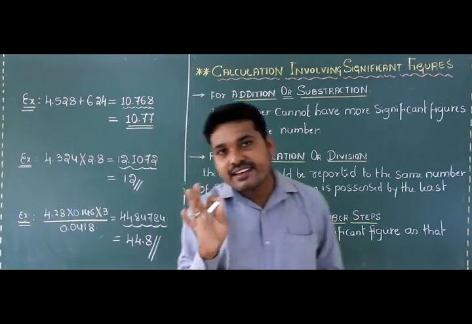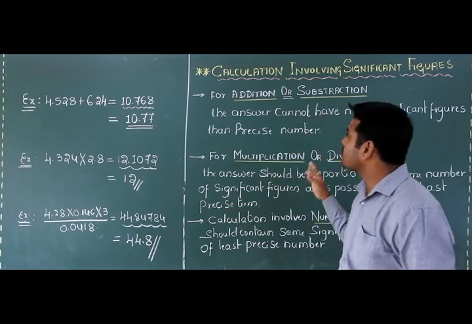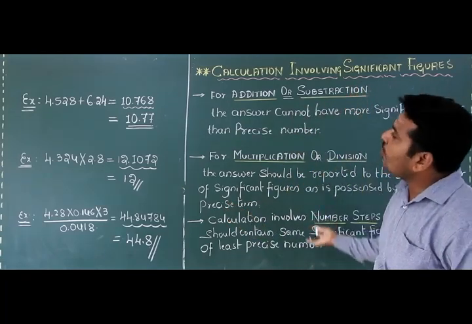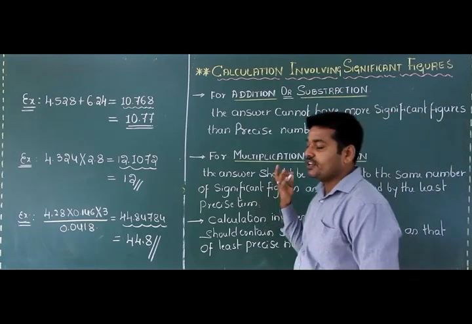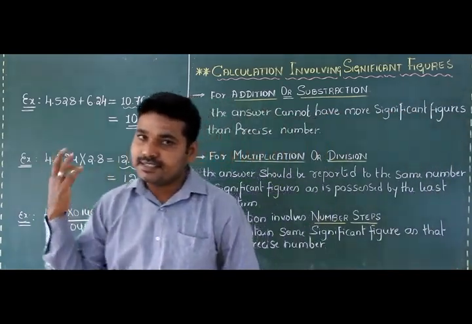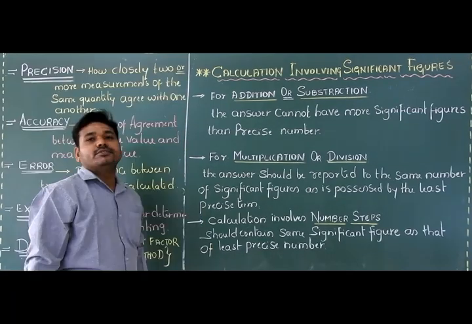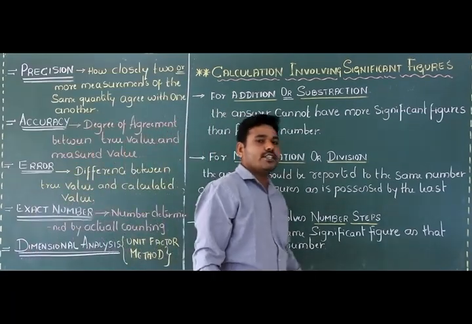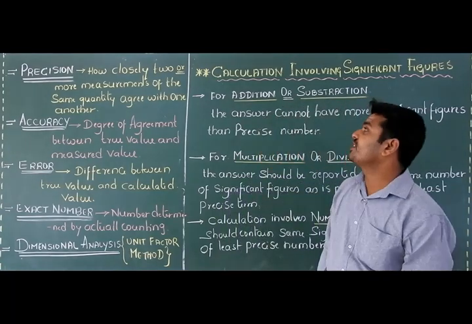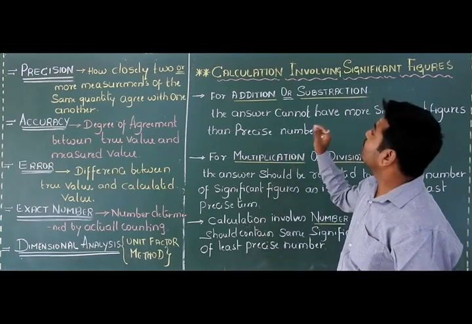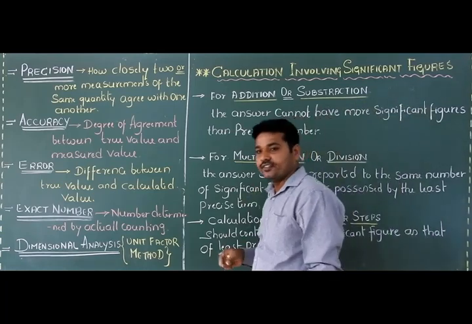So all these are nothing but the important conditions used under calculations. Okay, so this is all about the calculation involving significant figure concept. Is there any doubt in this? Is it clear, students? Of these significant figures, rules for counting the significant figures, rounding of significant figures, and the calculation involving the significant figures.